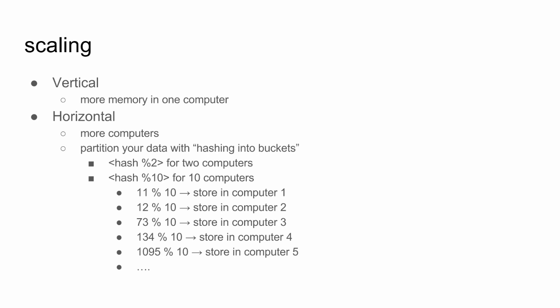What that means is every time data comes in, I hash that data, and if it's for 2 computers, I divide it by 2. If it's for 10, I get the remainder after dividing by 10. So after I hash whatever I want to store, if the hash value is 11 and I get the remainder of dividing by 10, modulus 10, I store that in computer 1. If it's 12, I store it in computer 2. If it's 73, since the remainder is 3, I store it in computer 3. If it's 134, since the remainder is 4, I store it in computer 4, and so forth. If it's 1095, the remainder is 5, I store it in computer 5. Then I know where my different data is stored, and I can horizontally scale that across multiple machines and then access it. That's cool.